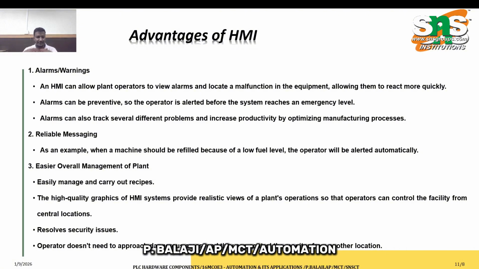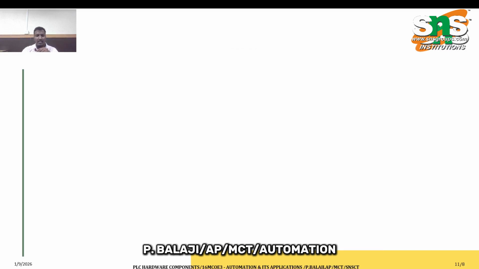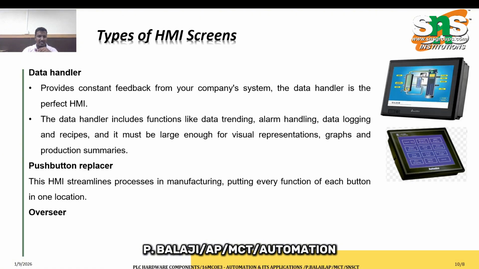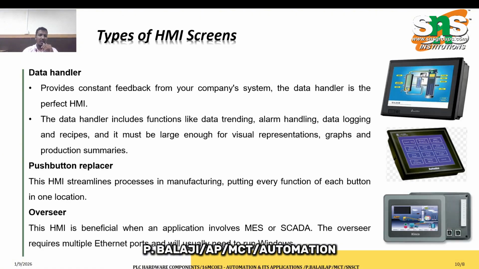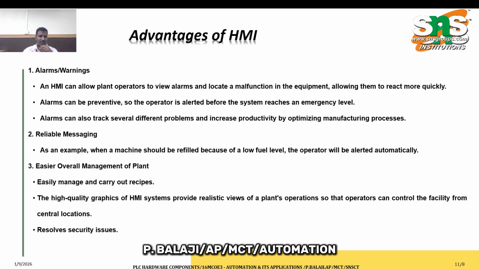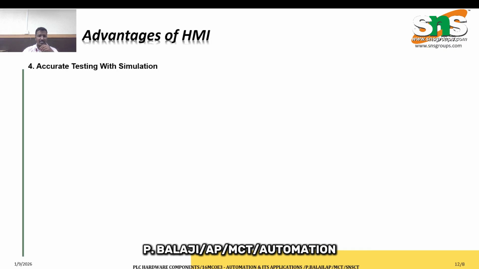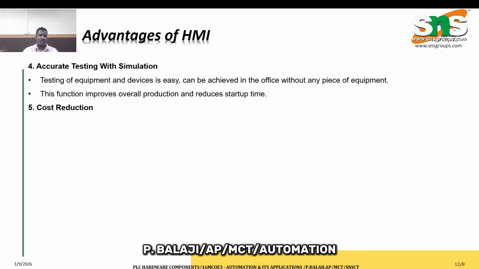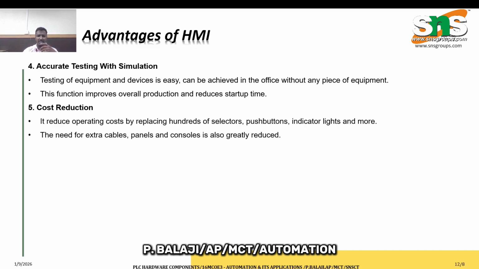Then there is easier overall management at plant level. It easily manages all kinds of recipe databases and resolves security issues, and a high quality HMI system provides realistic views of plant operations. That is how we can see the types of HMI, like the data handler. These are very important advantages of using HMI. Next, HMI also offers accurate testing with simulation devices.